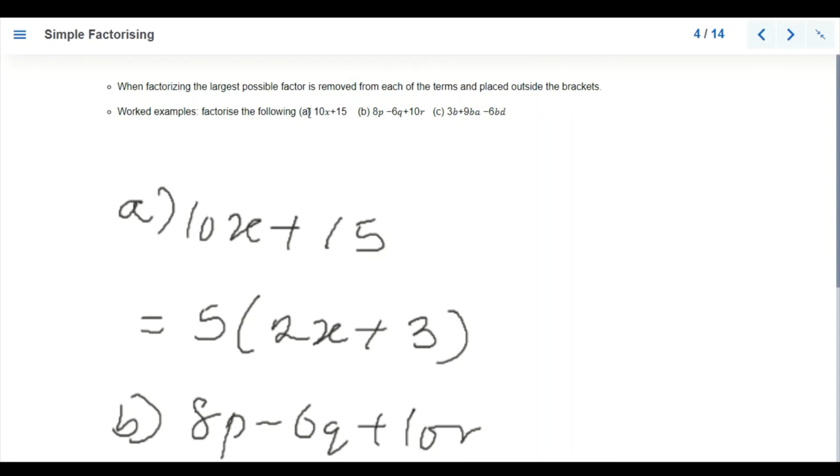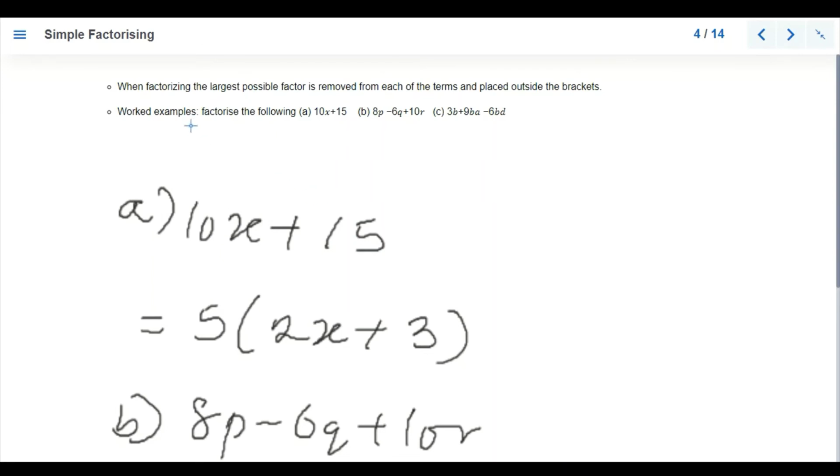Now, for example, here we have 10x plus 15. Let's look at it. If you look at it, there is a common value between 10 and 15. And what is that? 5 can go in 10, 5 can go in 15. So we are bringing out 5 as a common factor.